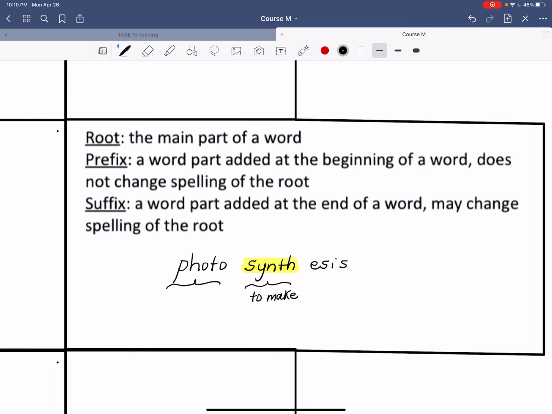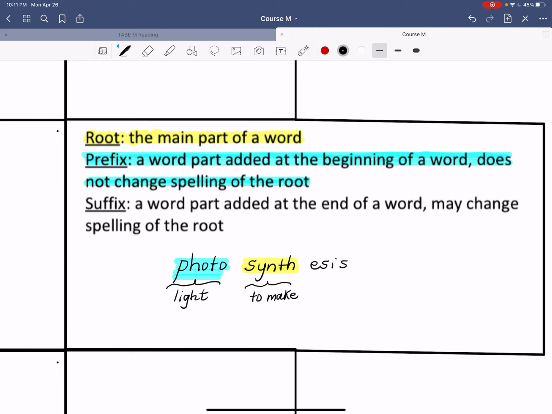Photo. Photo is called the prefix. A root is the main part of the word. The prefix is a word part added at the beginning of a word. It does not change the spelling of the root. So you can add all the prefixes you want without changing the spelling of your root word. So photo is the prefix and it means light.